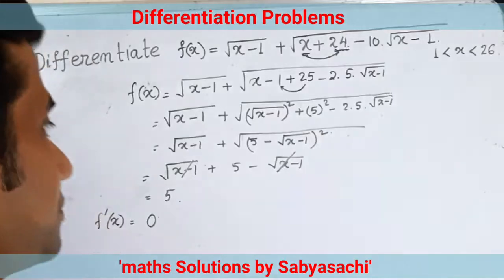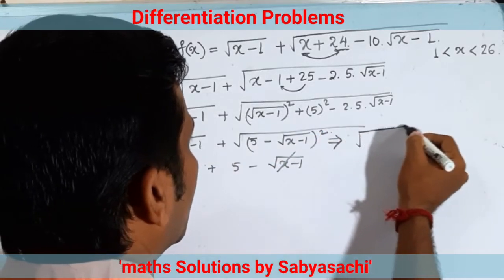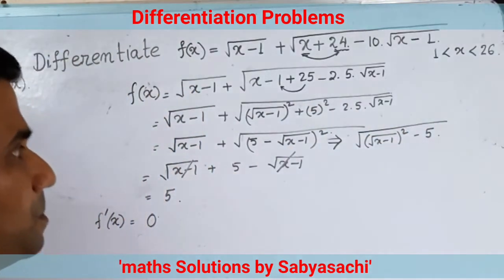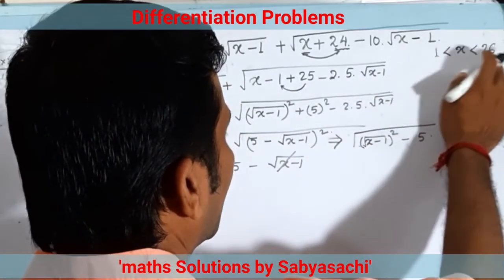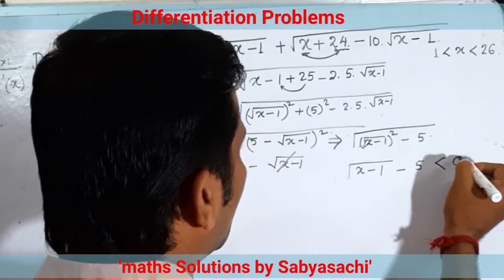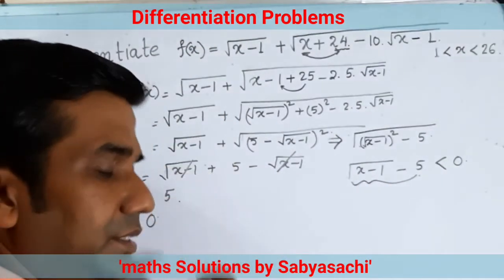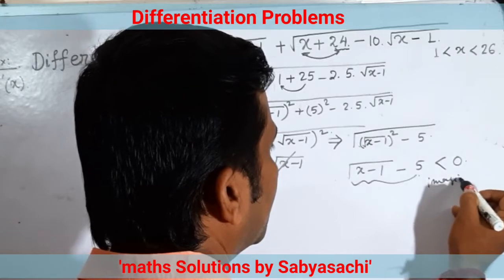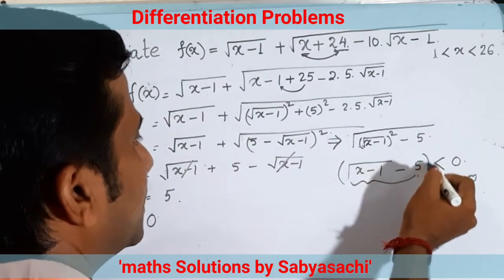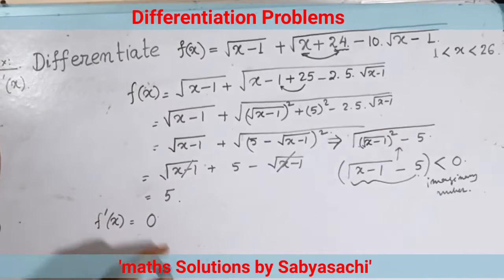Now there is a problem. If we write here root over ((root over (x minus 1) minus 5) whole square), x lies between 1 and 26, then root over (x minus 1) minus 5 is less than 0. That means this will be an imaginary or complex number. So we cannot put this as (root over (x minus 1) minus 5) whole square. So we write it as (5 minus root over (x minus 1)) whole square. Cancelling, we get 5, and then f dash x is equal to 0.